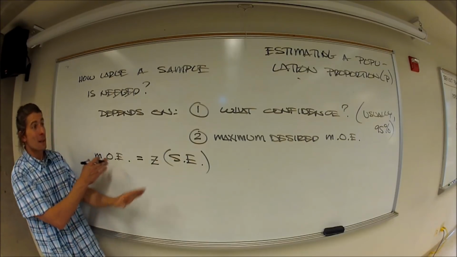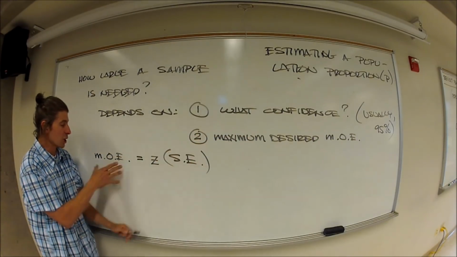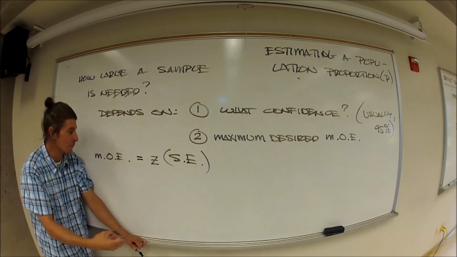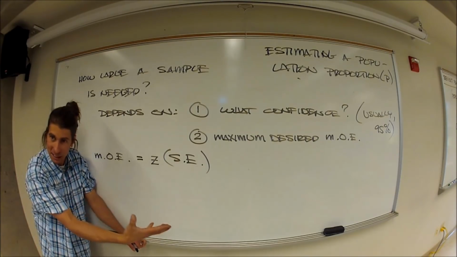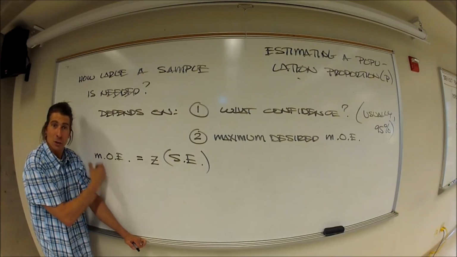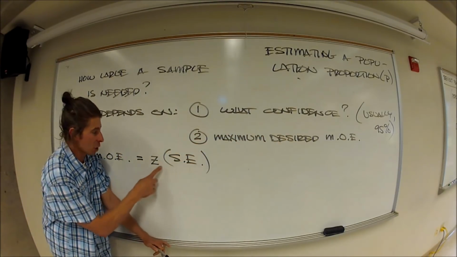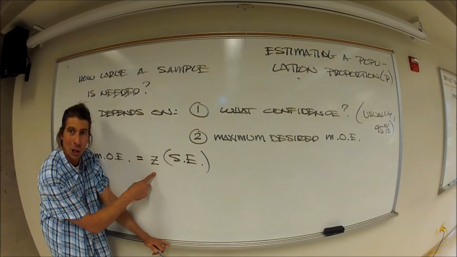Now, the margin of error is dependent on the confidence. This is a general term. So if you're at 95% confidence, it's still a margin of error. 68%, it's still a margin of error. So margin of error is determined by your confidence. And basically, it determines what value goes right there.